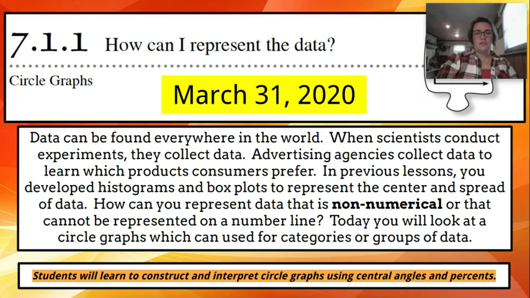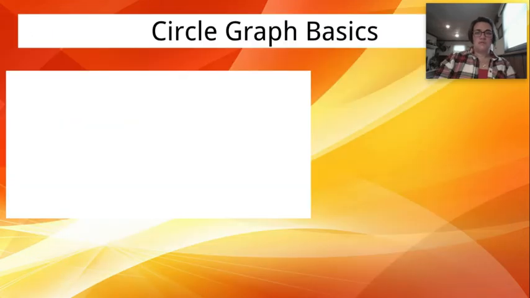In earlier lessons, we developed histograms and box plots to represent the center, the mean and the median, and spread of the data. How can you represent data that is not numerical or that cannot be represented on a number line? Today, we're going to look at circle graphs, which can be used for categories or groups of data. So you'll be analyzing data and constructing a circle graph based on a situation. But a few reminders and things first.